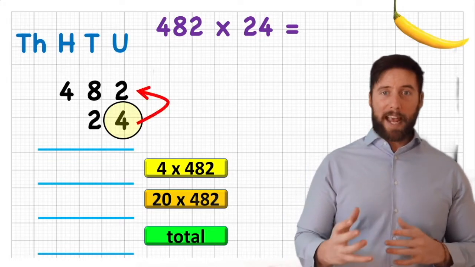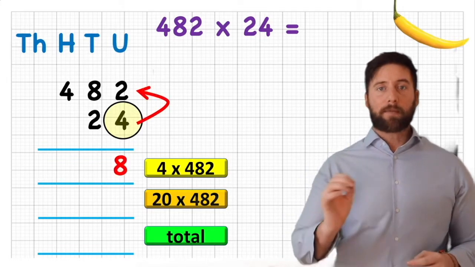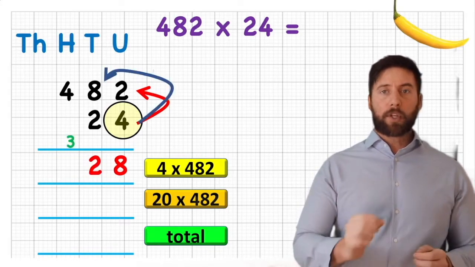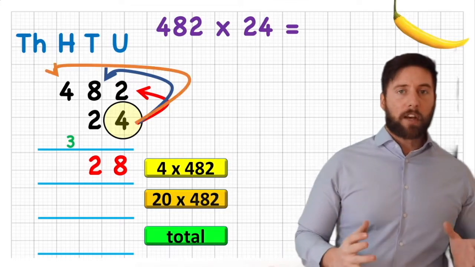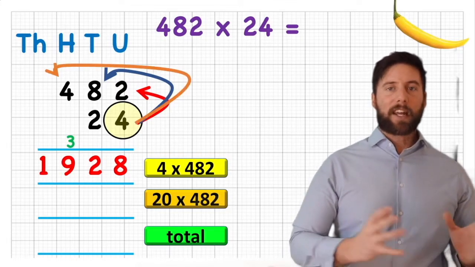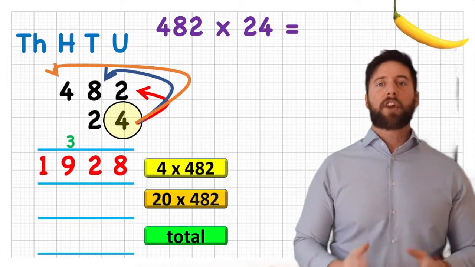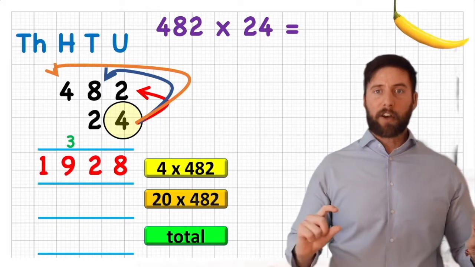4 times 2 is 8. Then we're going to move across. 4 times 8. 4 times 8 is 32. Add 3 across into my hundreds column and 2 into my tens. Good. 4 times 4 is 16. Add the 3, 19. So my answer to 482 times 4 is 1928 and completes that first row.